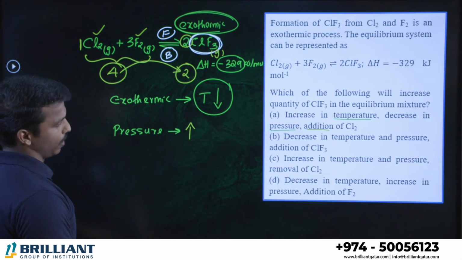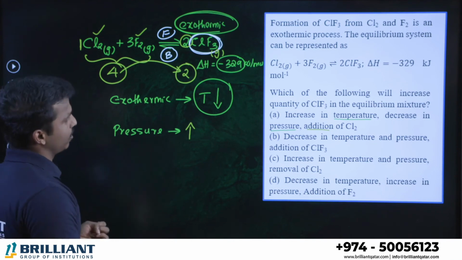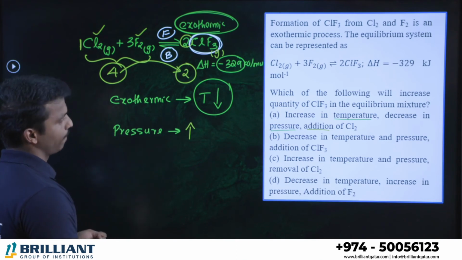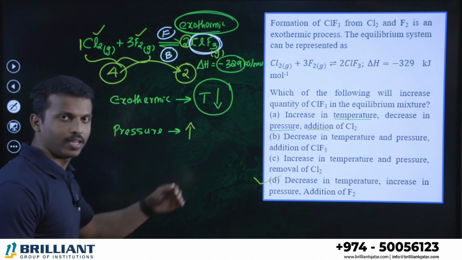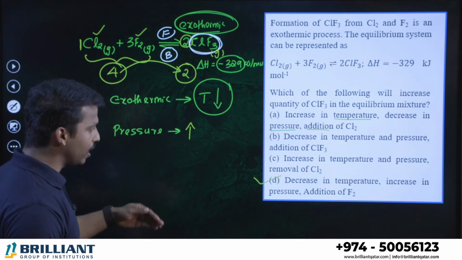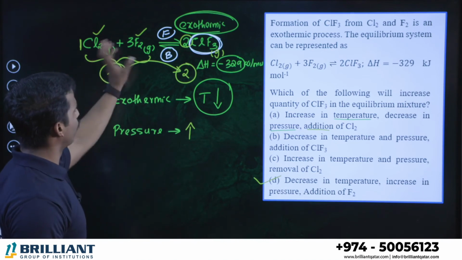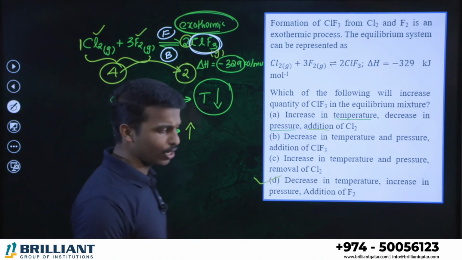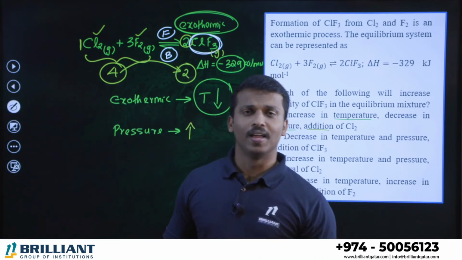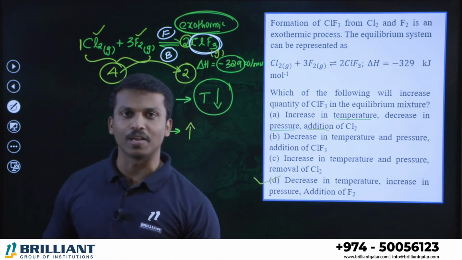Yes. So what's all together? The answer is: temperature should decrease and pressure should increase. Yes, I think option D is the correct answer, right? Decrease in temperature, increase in pressure, and addition of more fluorine. You will get maximum amount of ClF3. Now, are you clear? What is the need of Le Chatelier principle in equilibrium?